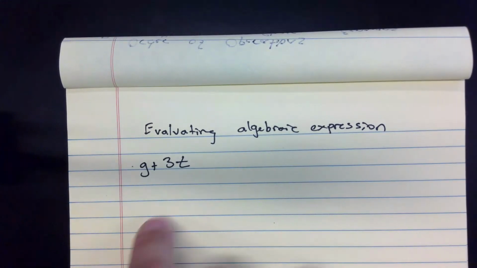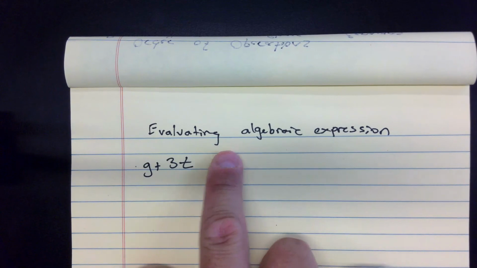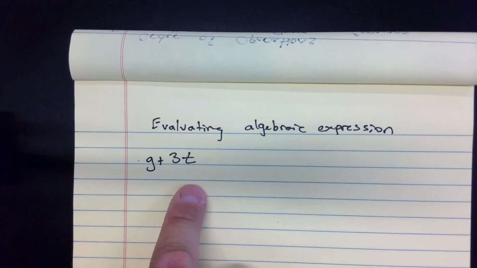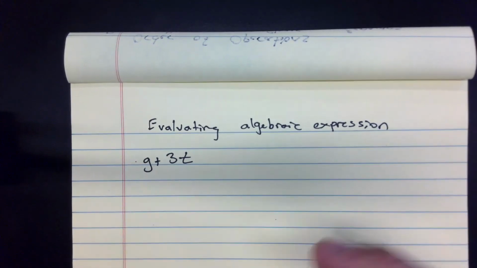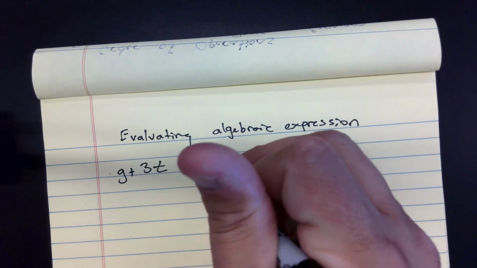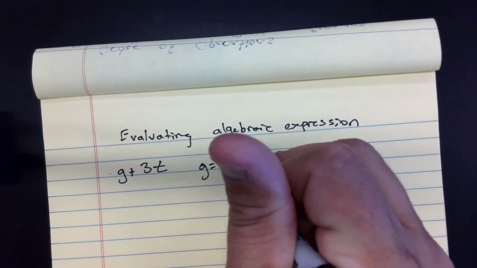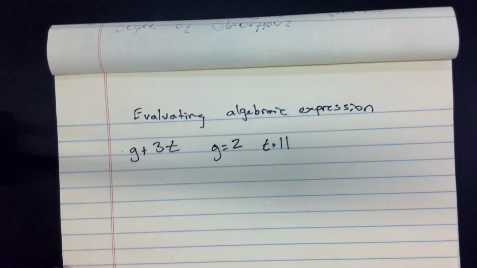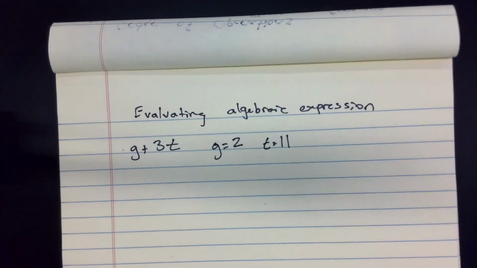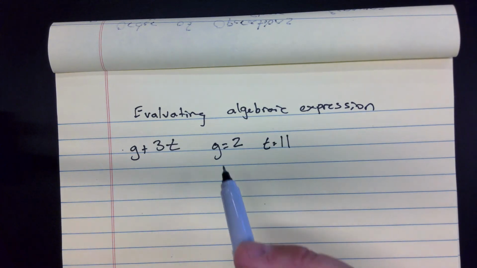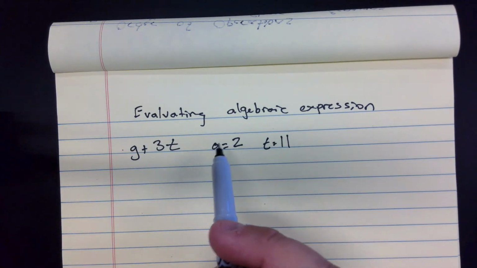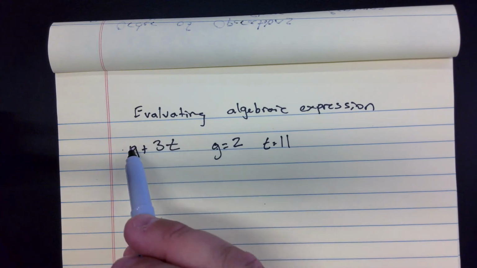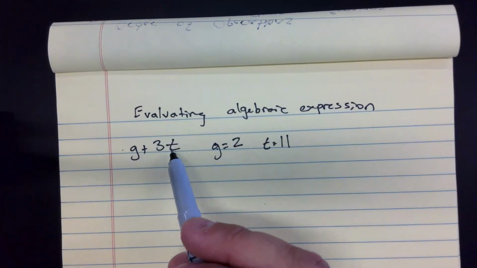Now the key is we can't solve this or evaluate it without knowing what the variables are, right? So today they're going to give you what the variables are. They're going to say g equals 2 and t equals 11. And then we can start to evaluate or solve this problem. If they tell you what g and t are, all you have to do is plug g in for g and t in for t.